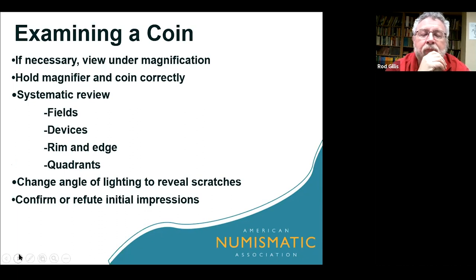Systematic review. A lot of people decide that they're going to review the field first, then the devices, then the rim and edge. Some people I've seen mentally divide the coin up into quadrants, and then they look at each quadrant. I don't do that, but if you like doing that and you're comfortable with doing that, I wouldn't discourage that. Okay.